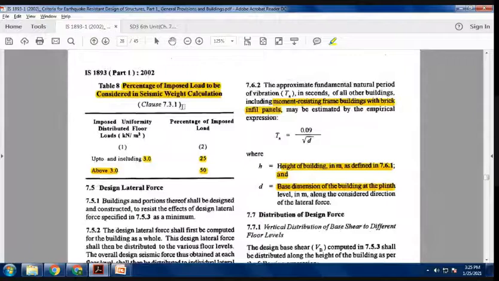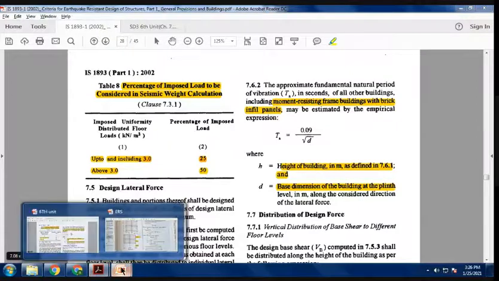Okay, here you can see the percentage of imposed load that we should consider while calculating the seismic weight. If it is up to or including 3 kilonewton, then we should take 25%. If it is more than 3, we should consider 50%. So it is up to 3. He has given 3 kilonewton per meter square. What we will do, we will consider only 25% of the live load.